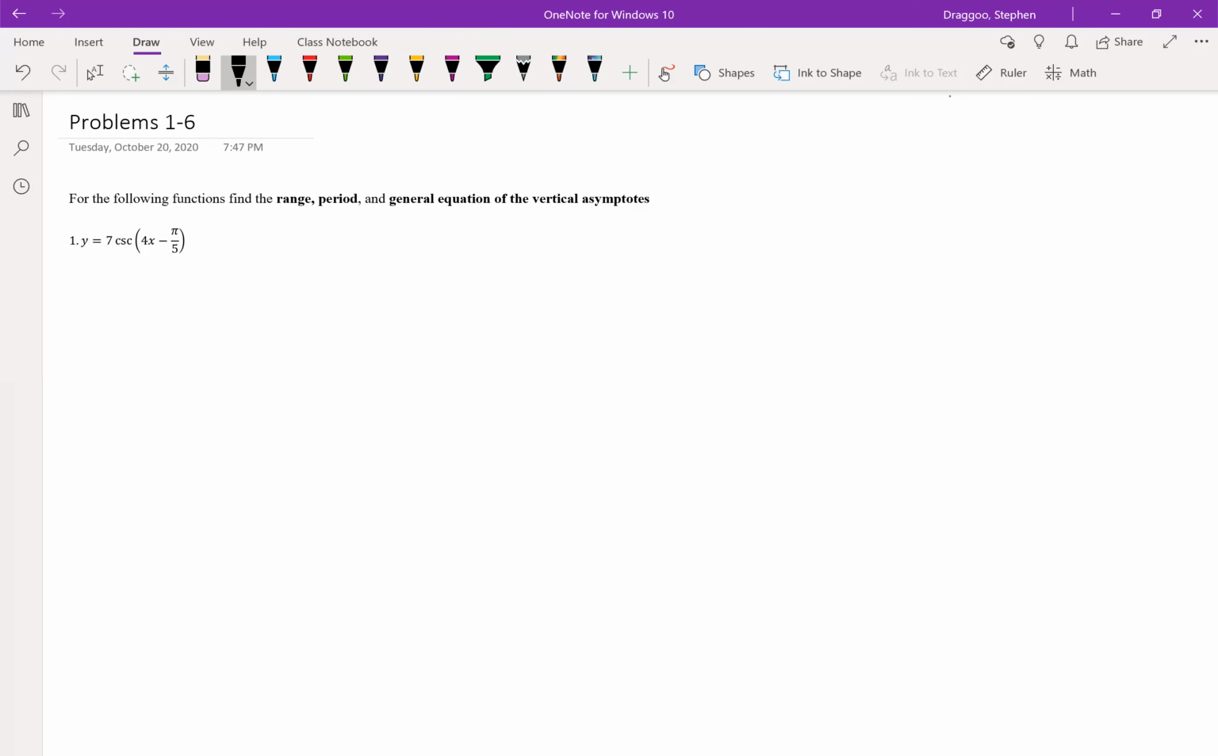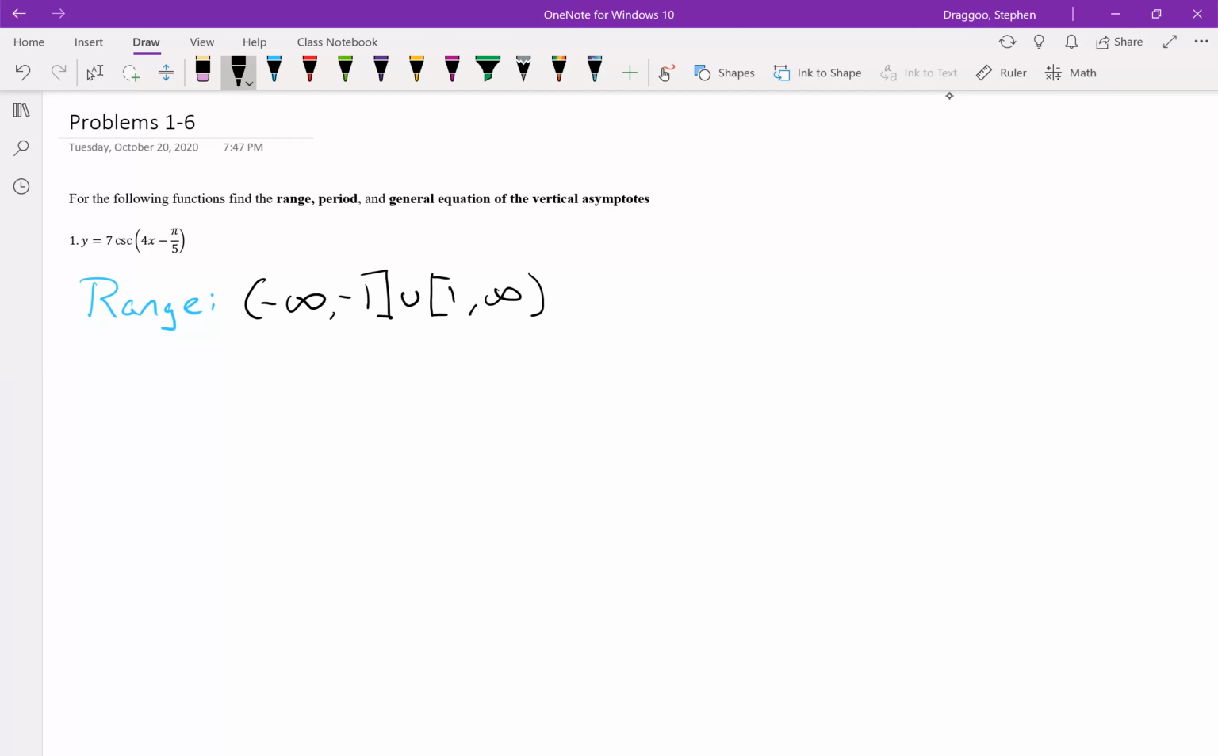To get the range of either a secant or a cosecant function, in this case a secant function, we're going to start with the generic range, which is all of the numbers except for numbers in between 1 and -1.